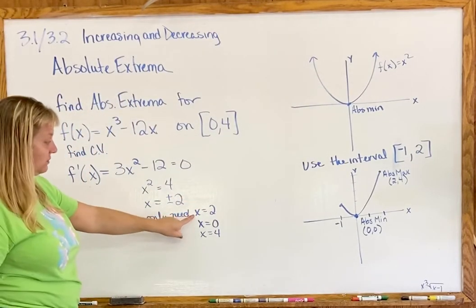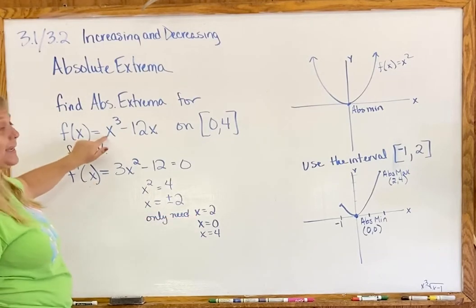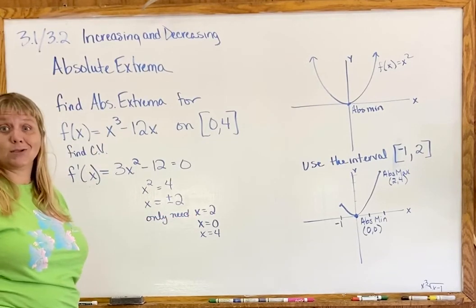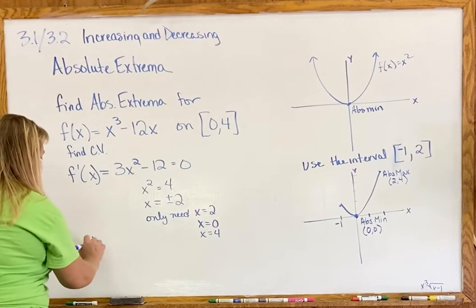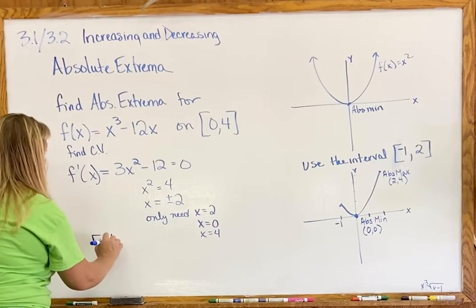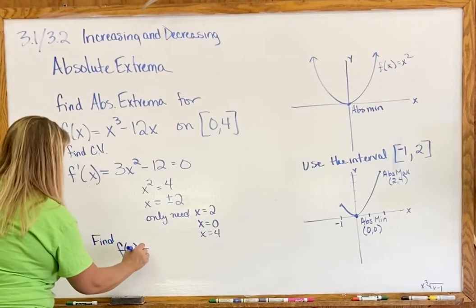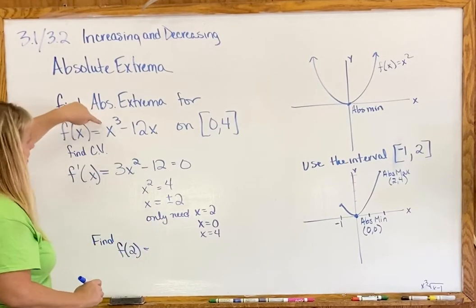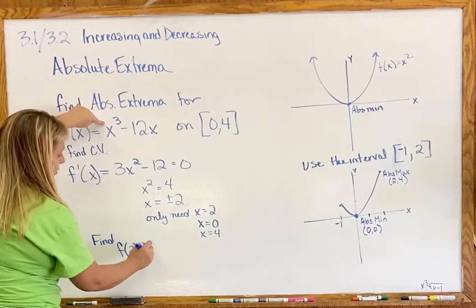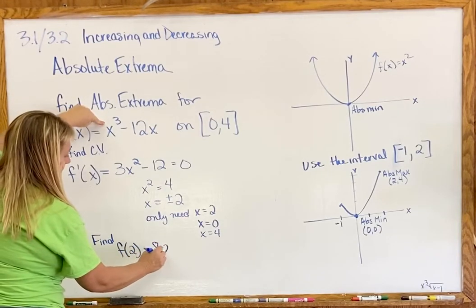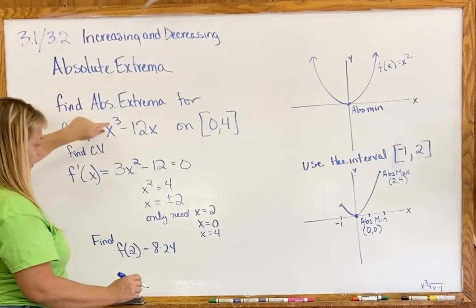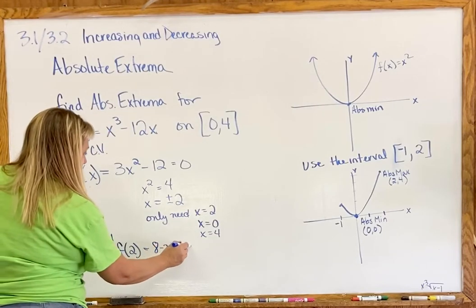Okay, now, again, we don't need to graph anything, we don't need to do anything. All we need to do is plug each one of these guys back into the original function to see what the answer is. Okay, so we need to find f of 2. Okay, not f prime, not here, here. Okay, so if we go f of 2, that's going to be 8 minus 24, right? Everybody agree? Which will give us negative 16.